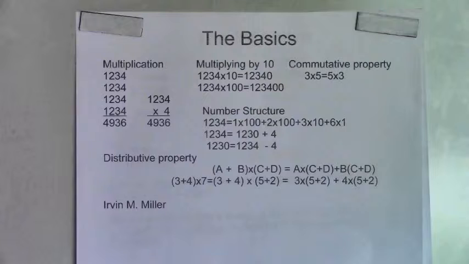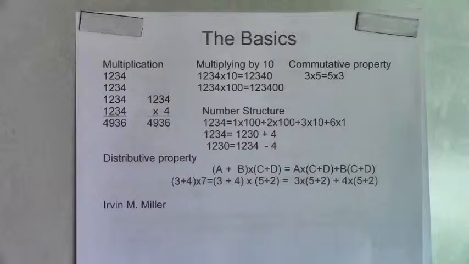1, 2, 3, 4 can be written as 1000 plus 200 plus 30 plus 4. And we've shown we can replace those hundreds with zeros. Now 134 could also be written as 130 plus 4. And 130 could be written as 123 minus 4. This is important for us to understand later on what we're doing.